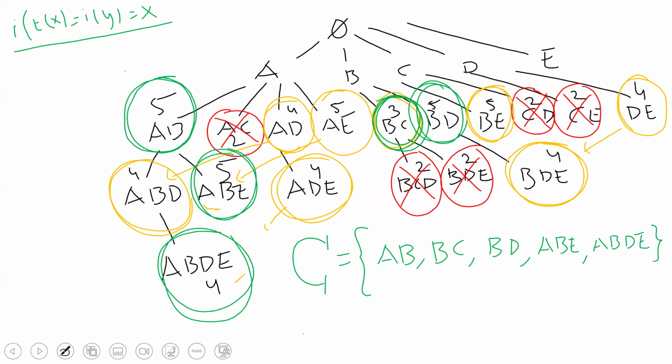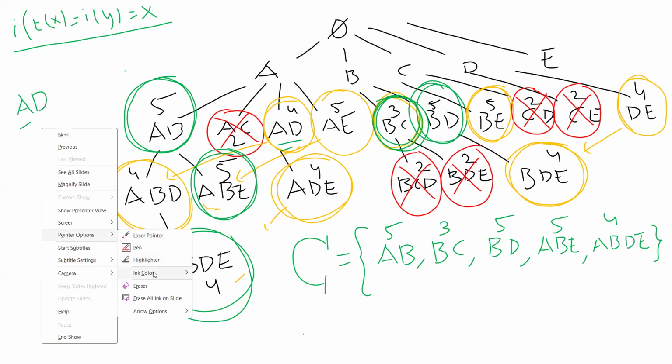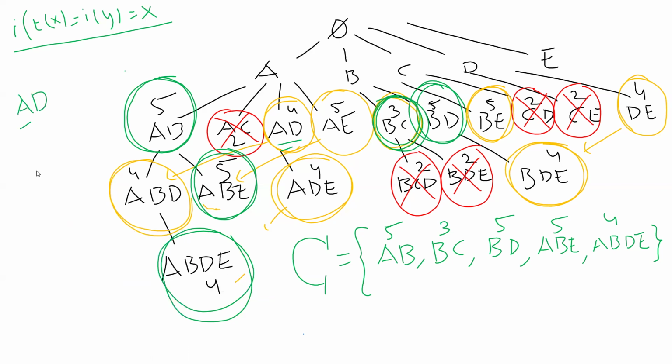Okay, now this is the compact representation of the whole item set, and this is lossless information, is what they are saying. Let's write the frequencies also. AB is 5, BC is 3, BD is 5, ABE is 5, and ABDE is 4. Okay, so this is a compact representation. Lossless information is what they are saying. Now let's prove that. Let's find out whether AD is frequent or not, and also the frequency of AD from the closed item sets.